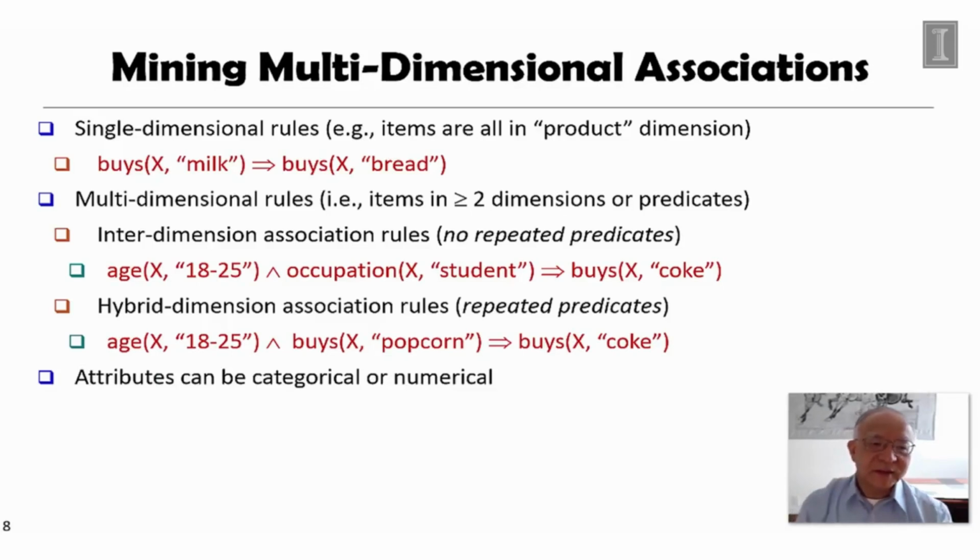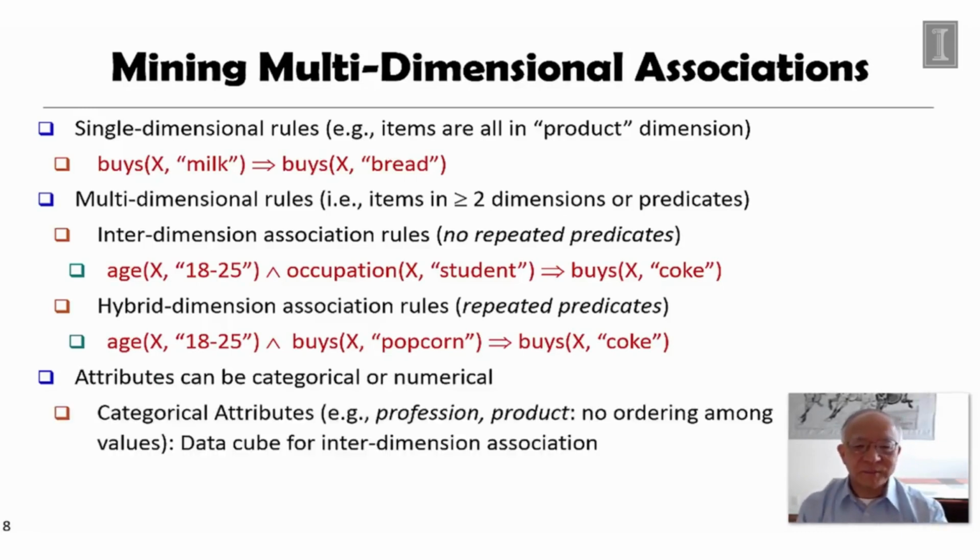Another thing is the attributes can be categorical, can be numerical. For example, the categorical case could be product like beer and diapers. And you may have profession like a student, professor. So for these categorical attributes, for multi-dimension, interdimensional association rule, we can construct a data cube to mine such things, or just use data cube structure to mine such association efficiently.